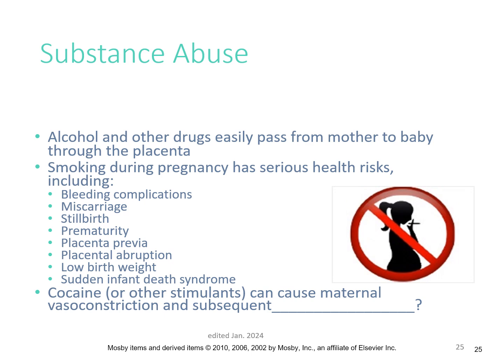Things that we see with smoking in pregnancy: bleeding complications, miscarriage, stillbirth, prematurity, placenta previa, placenta abruption, low birth weight, sudden infant death syndrome. And you'll learn a little bit later why when we start talking about those conditions, but all things we can see because, again, smoking is a vasoconstrictor.